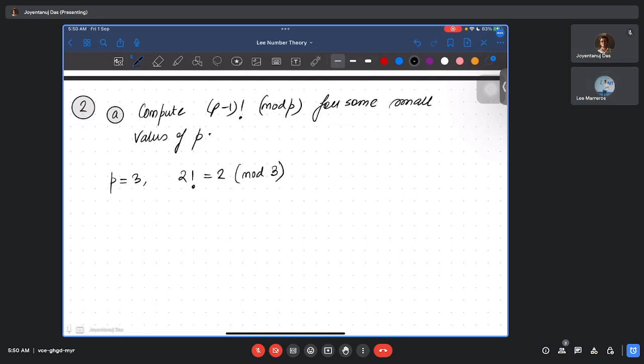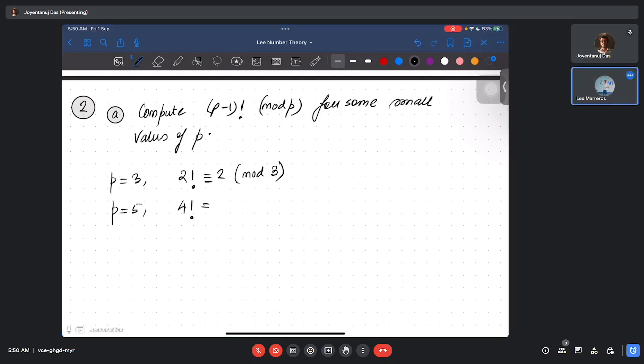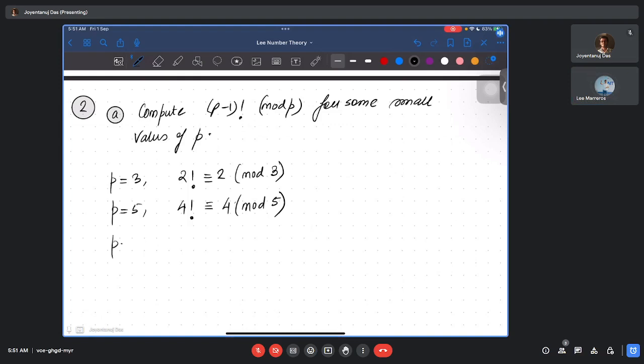Now let us check what happens if p is 5. Then I have 4 factorial, which is 24. In modulo 5, that is 4, right? 24 modulo 5 is 4. Right. So now p is 7.